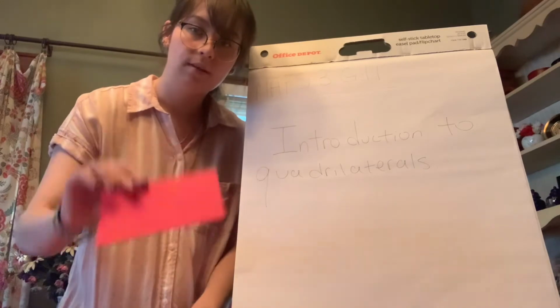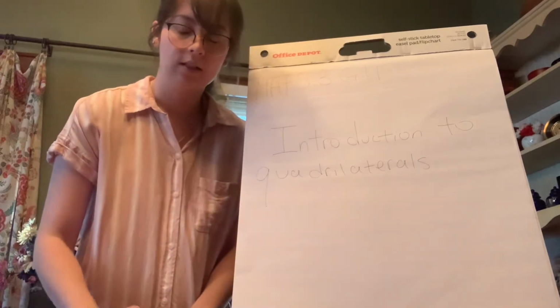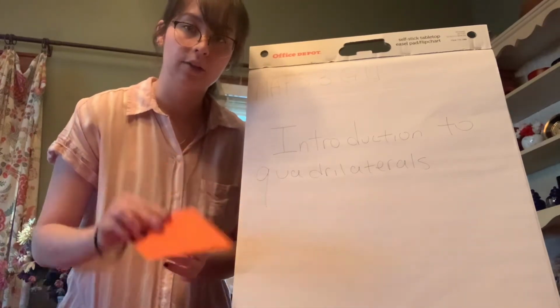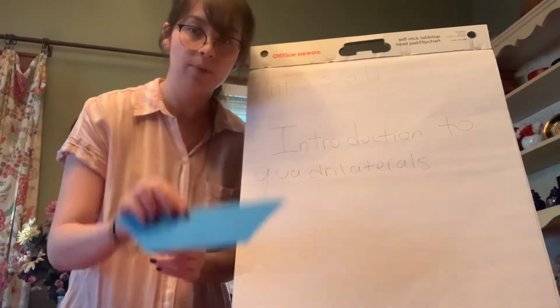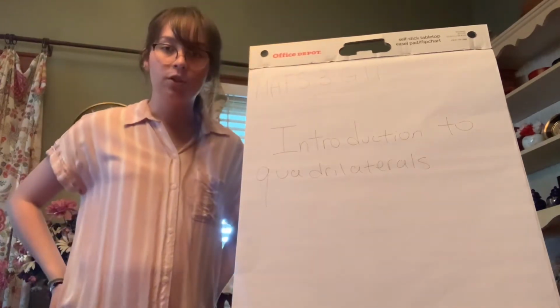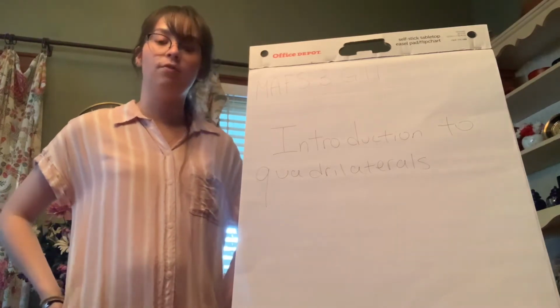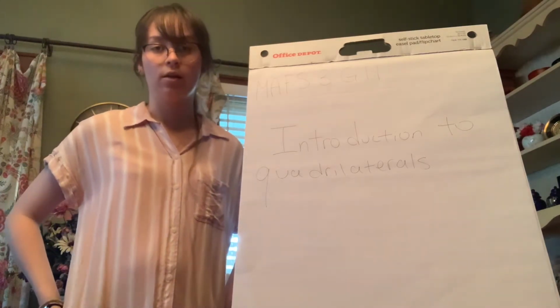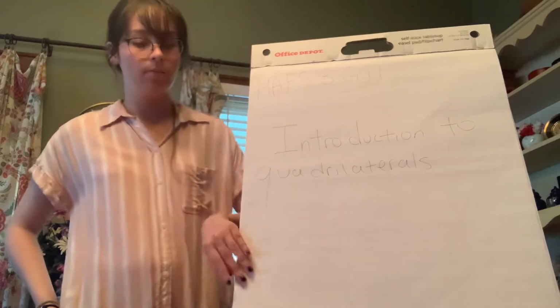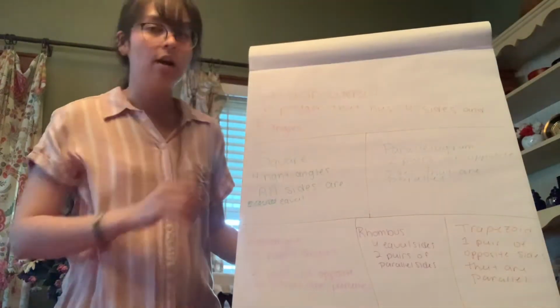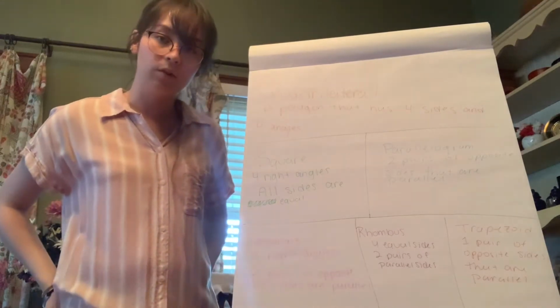I've got all of them here. We've got squares, rectangles, parallelograms, rhombuses, and trapezoids. This is just to help students better conceptualize that each of these shapes has 4 sides and 4 angles within them. So now we're going to move on to an anchor chart I've created for quadrilaterals.